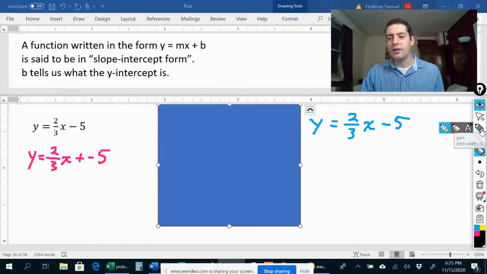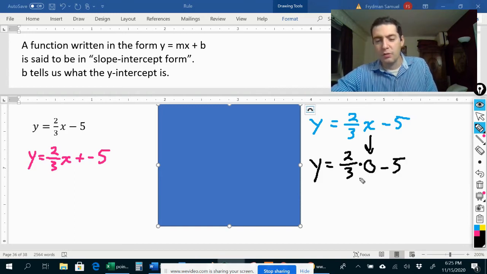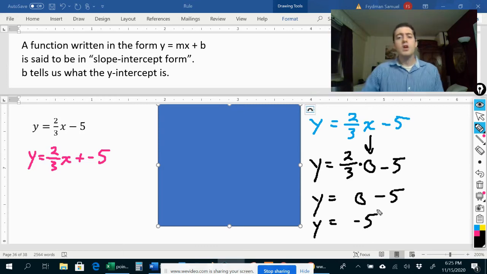So you could plug 0 in here for x and solve for y. That would give you y equals 2/3 times 0 minus 5. And 2/3 times 0 is just 0, right? So that gives you 0 minus 5 is equal to y, or y equals 0 minus 5 is -5. So that tells you that when x is 0, y is -5. Well, that must be the y-intercept, because the y-intercept has to be the point where x is 0.